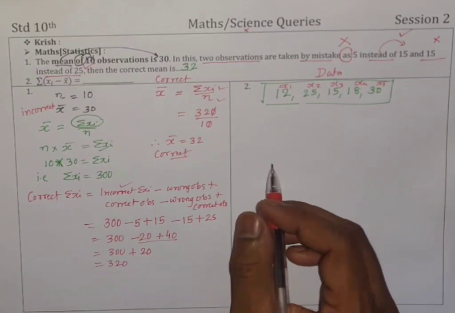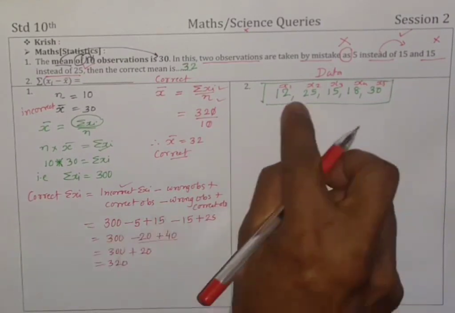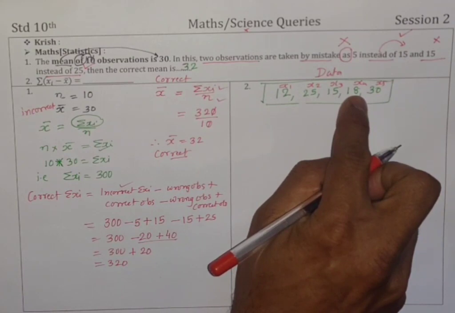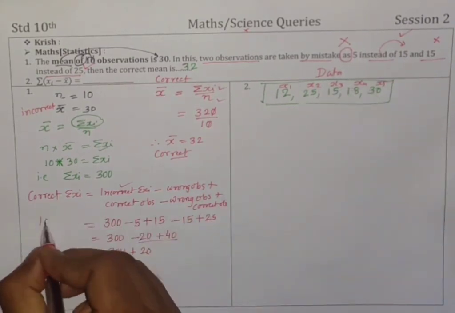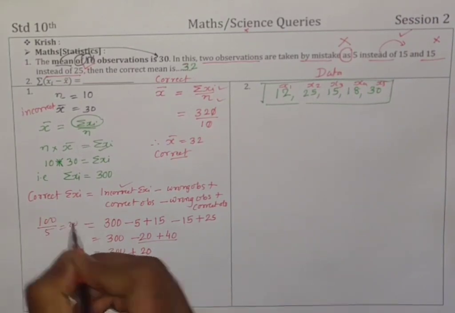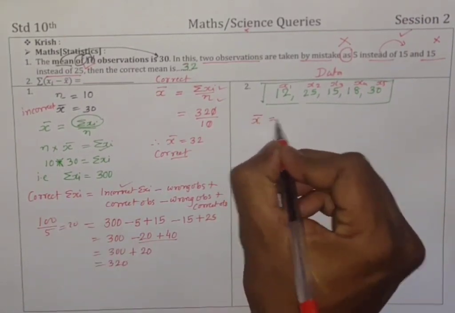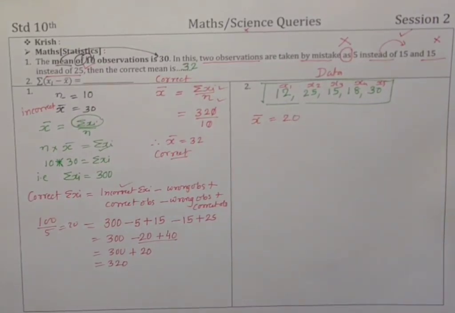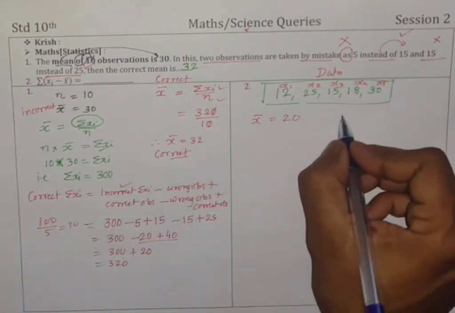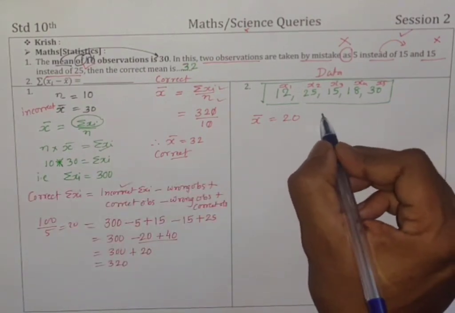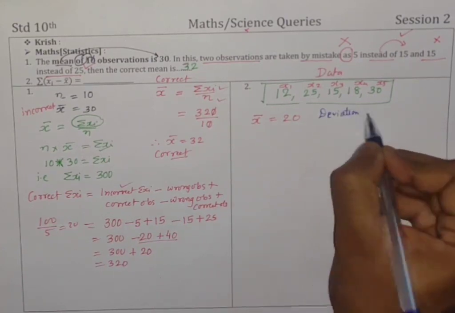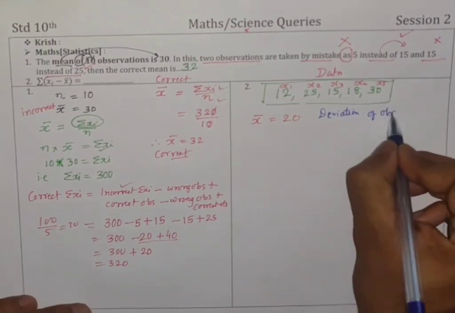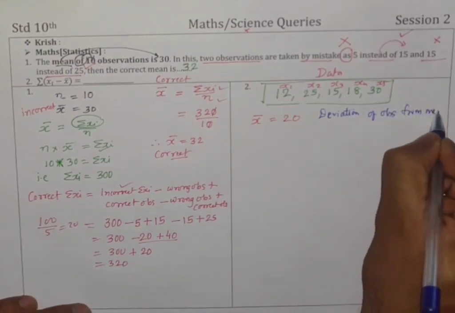Understand this, children. What is its mean? 12 and 18 is 30, 30 and 30 is 60, 60 and this 40 is 100, upon 5, so that is 20. The mean of this data is 20. What is the mean of this data? 20. Children, I am going to write one statement here, that is deviation of observation from mean.